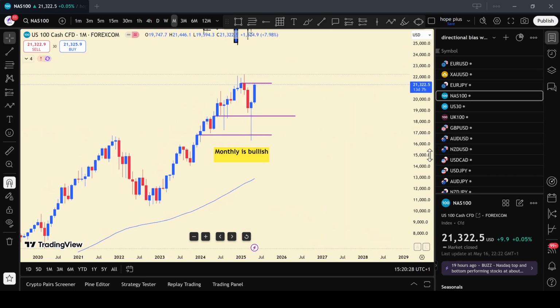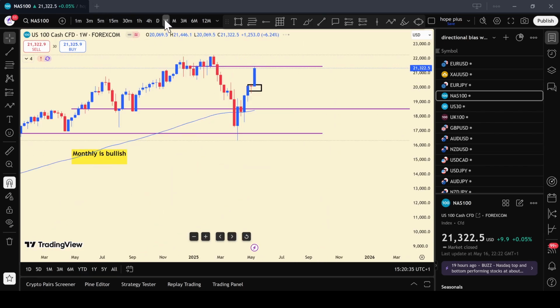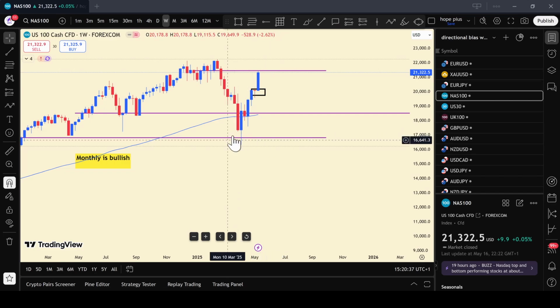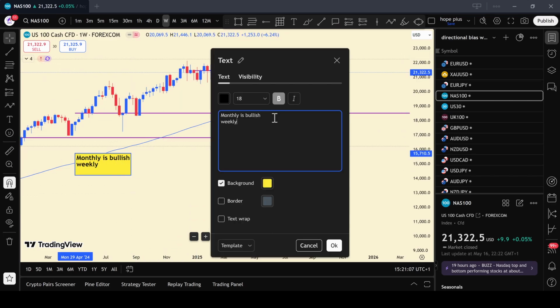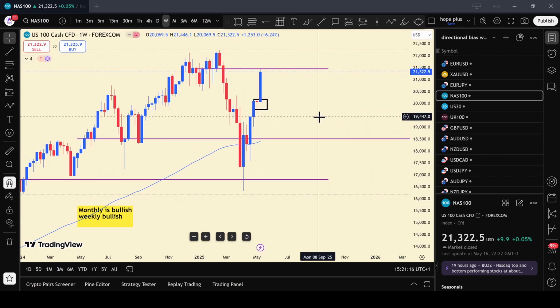We are going to wait till we get to the daily time frame and 4 hour before we can start entry. Weekly is also bullish. But always identify the opening price that is closer to the current market price. We have a bunch of resistance here, so it doesn't really make sense to be buying into resistance, as I used to say.